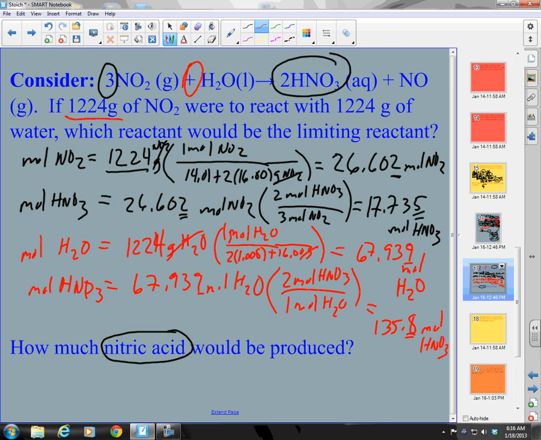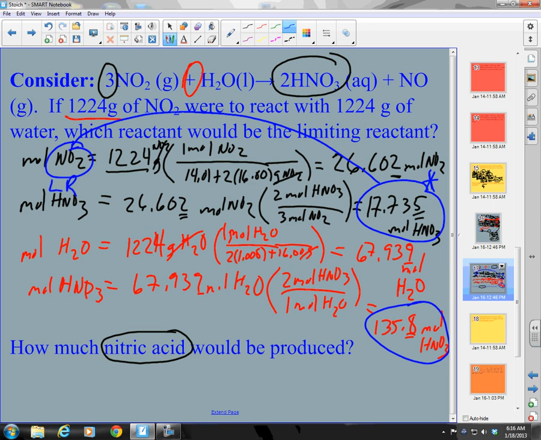Now what do I want to do? Well, I want to compare these amounts. I want to compare this to this. Well, which is the smaller amount? Well, this is the smaller amount. If that is the lesser amount, that means what? That means this is my limiting reagent. So my limiting reagent would be nitrogen dioxide.